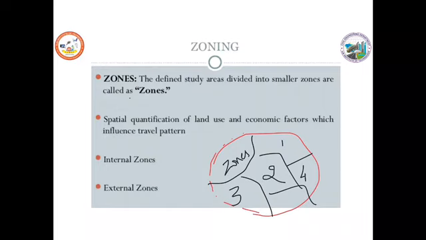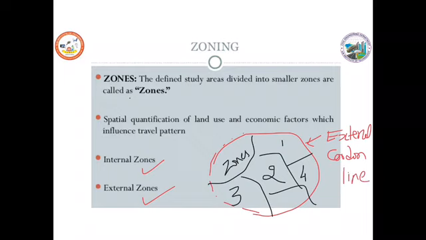So with respect to the zones, we have two terminologies: the internal zone and the external zone. The area surrounding the study area, we call it the external cordon line. I'm repeating again, the imaginary line surrounding the study area is the external cordon line. All the area inside the external cordon line, we call the internal zone, and all those areas outside the external cordon line, we call the external zones.